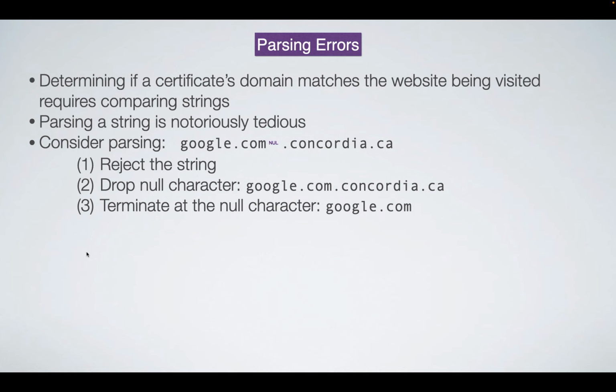Another parser might say, okay, let's try and deal with it. I don't recognize that character, that's fine. Let me drop that character out of the string, and the rest of the characters I recognize, so I'll just process the string without that character. That would give me google.com.concordia.ca.